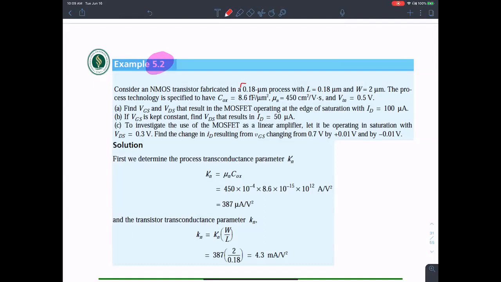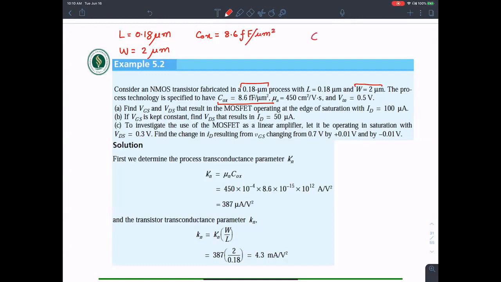It's given that we are fabricating in a 0.18 micron technology, and the length is given to be 0.18 micron. The width is given to be 2 micrometers. That's another piece of information given. The process technology has a C oxide of 8.6 femtofarads per micrometer square.